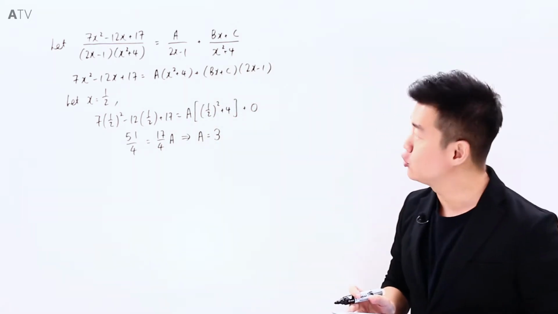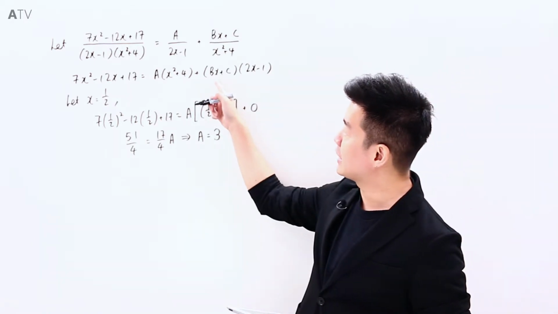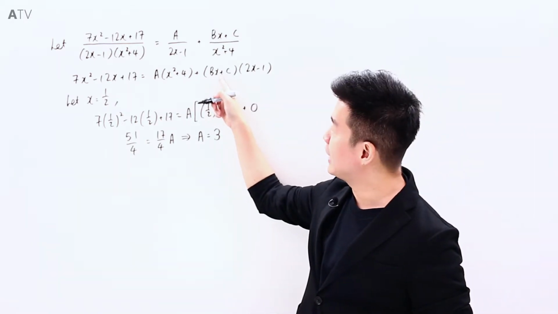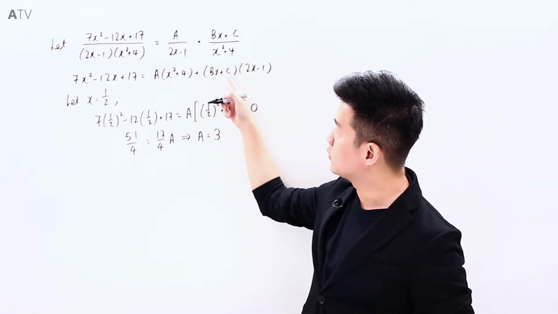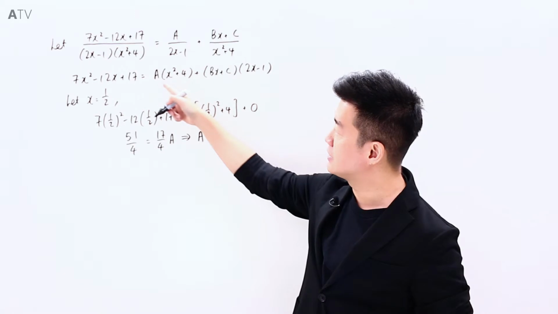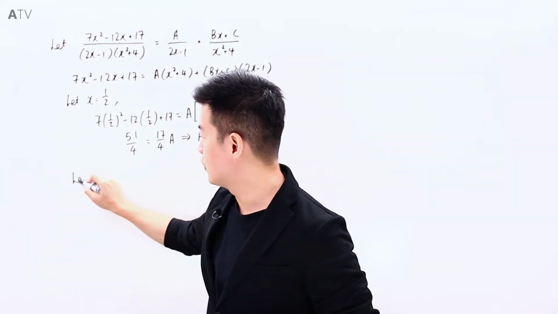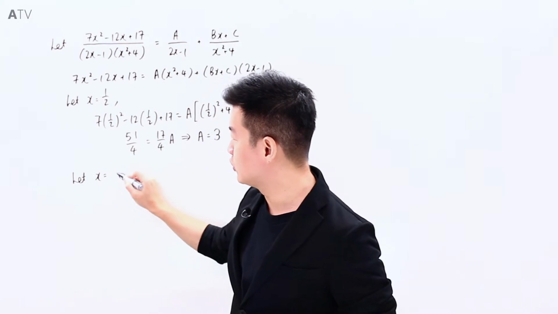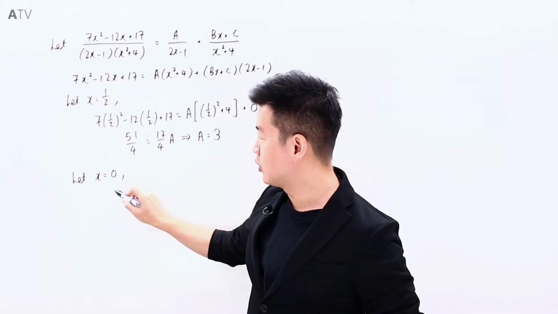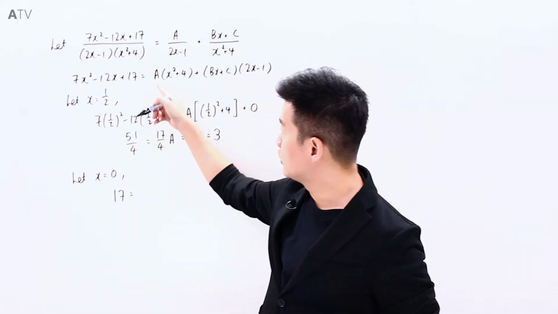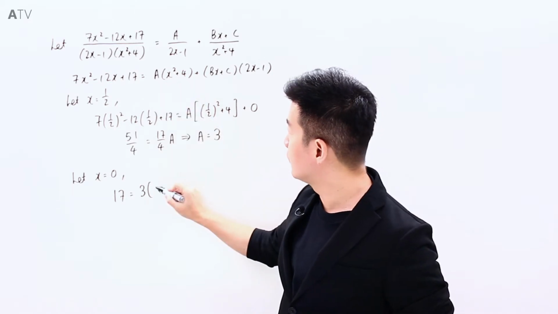And to solve for B or C, I think what I'm going to try to do is to let x be equal to 0. Because the moment when x is equal to 0, B will disappear and it will leave me with just one single unknown, which is C, since A has already been found to be equal to 3. So let's go for x equal to 0. On the left hand side, I'll be left with 17, is equal to A, which is 3, and then 0 plus 4.